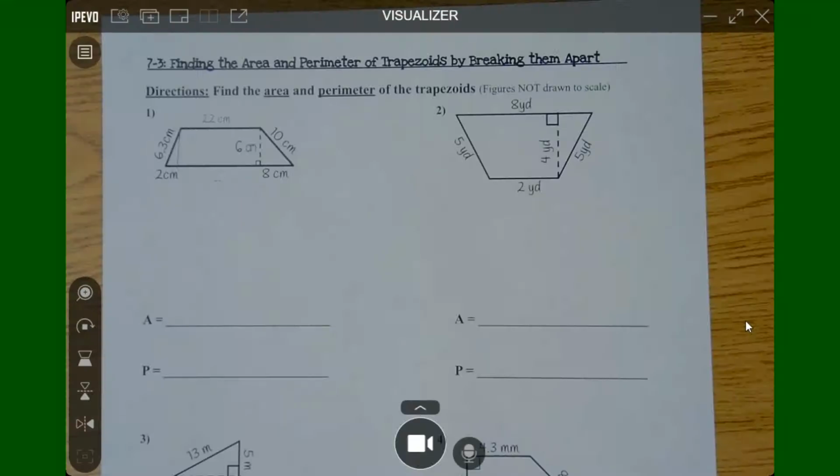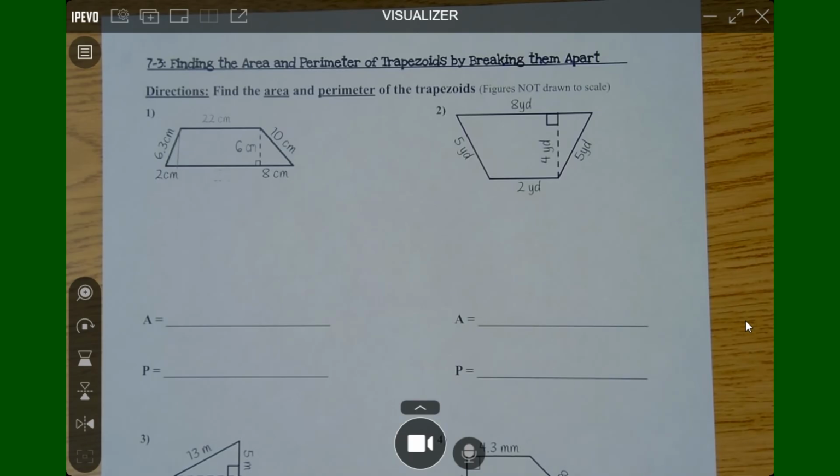Hello, my little mathematicians. Today I'm going to help you get started on your homework regarding breaking apart trapezoids to find the area. So I'm going to break these apart into smaller shapes of rectangles and triangles. I'm not going to do all of them, but I'll do problems 2 and 3 with you.